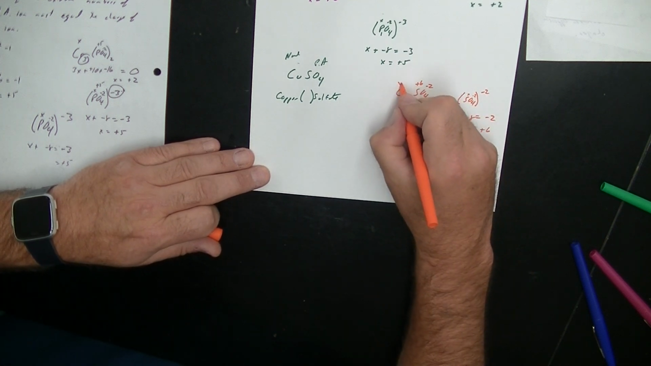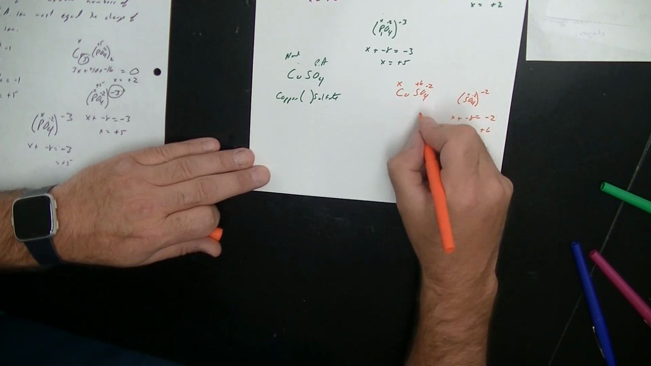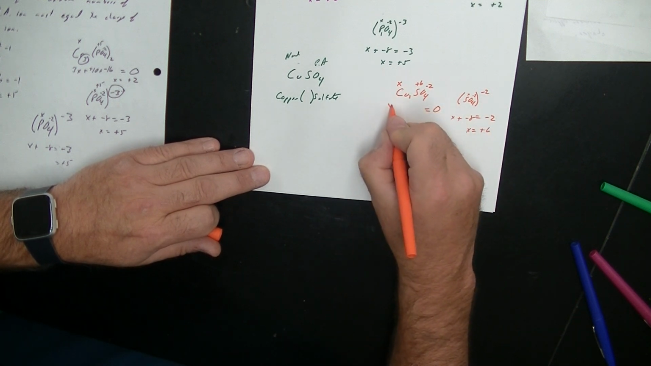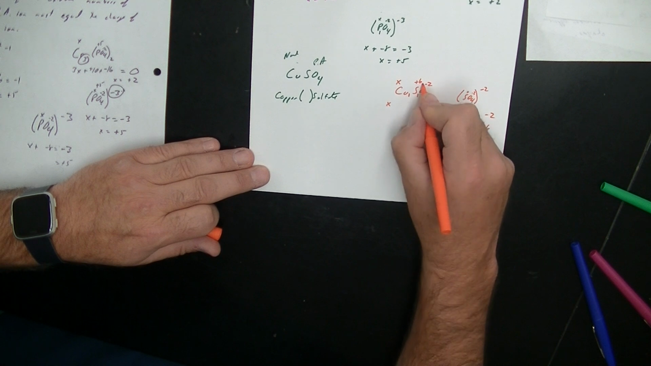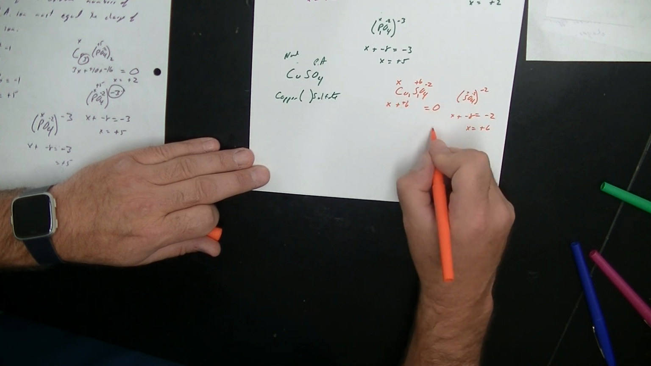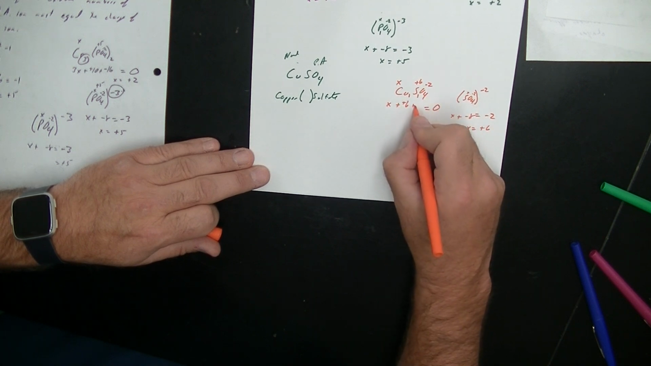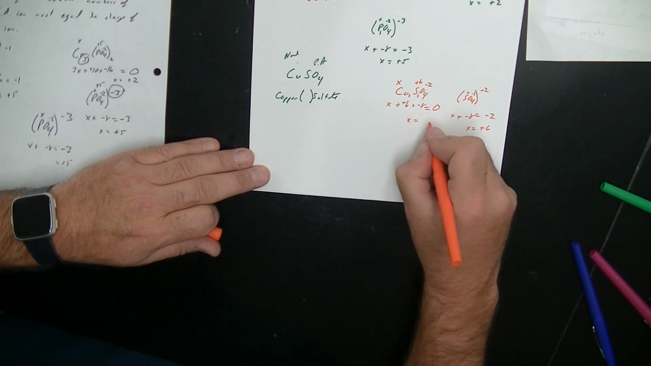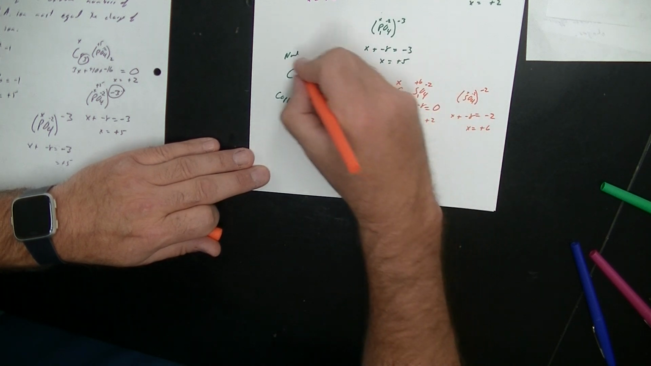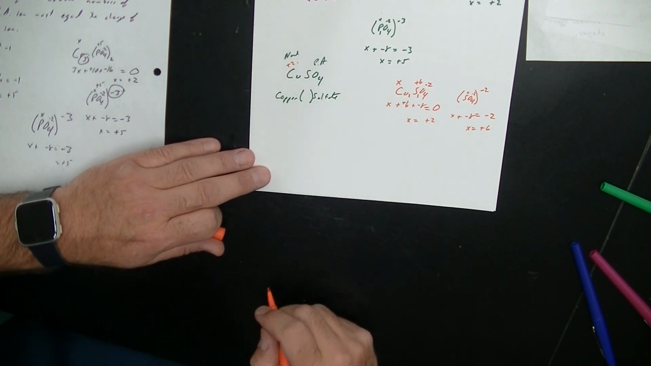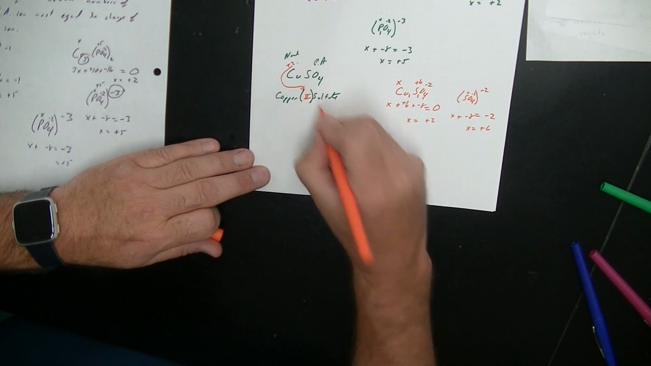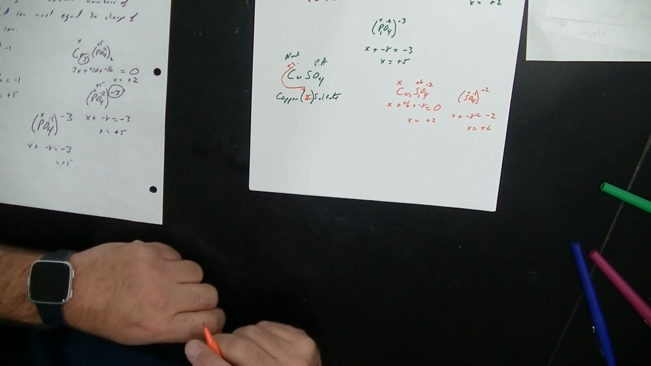Once I know that, I can make this x. This whole thing is going to equal 0. 1 times x is x. 1 times +6 is +6. 4 times -2 is -8. x equals +2. So copper is acting like +2. Whatever that number is, that's the Roman numeral we use. So this would be copper(II) sulfate.